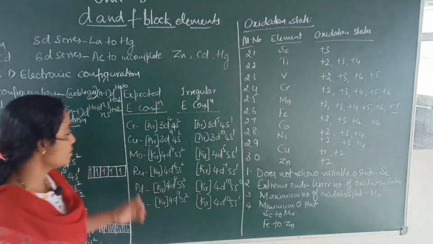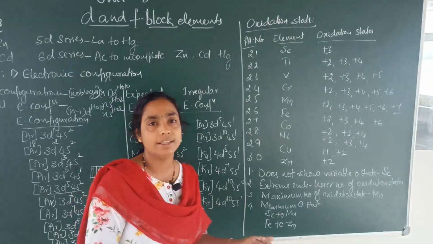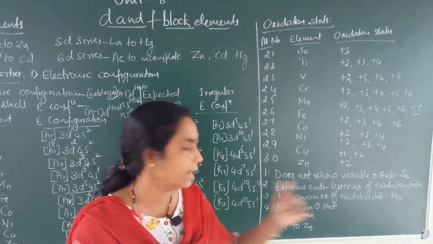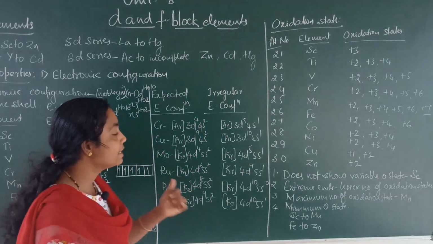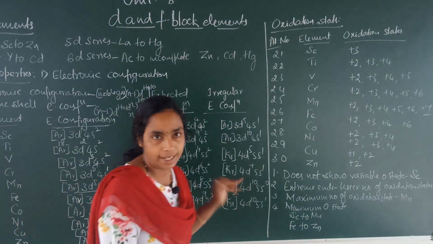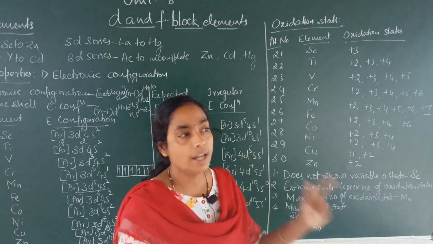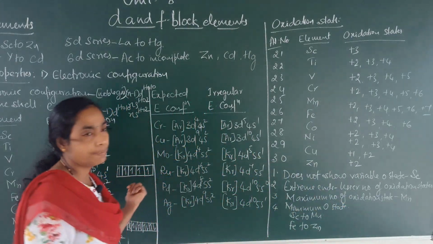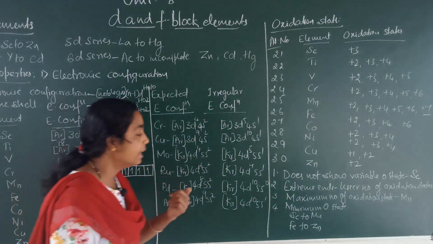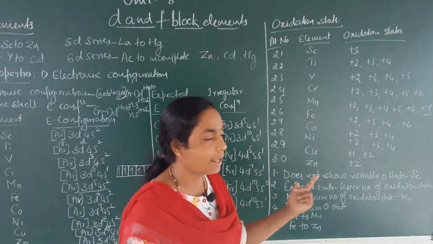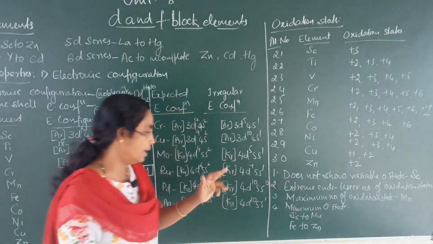The minimum oxidation state possible is the number of electrons present in the s orbital, and the maximum oxidation state possible is the sum of the number of electrons present in the s orbital and the number of unpaired electrons present in the d orbital.